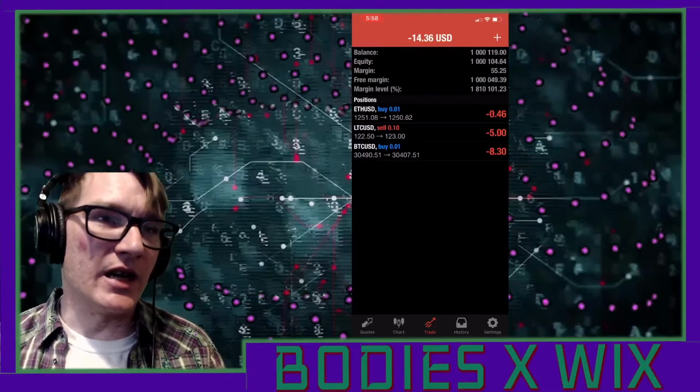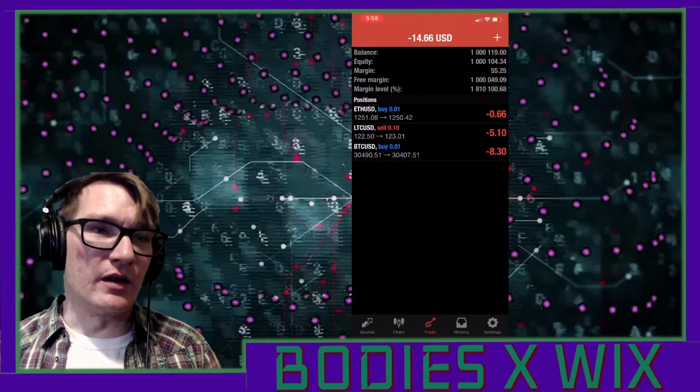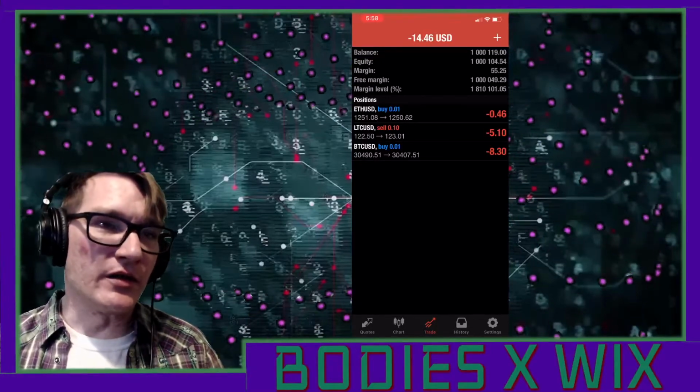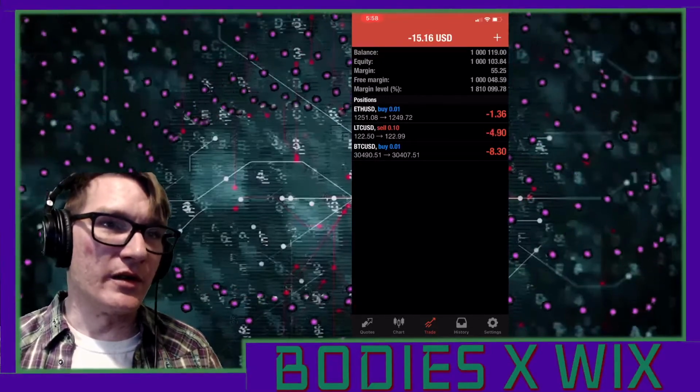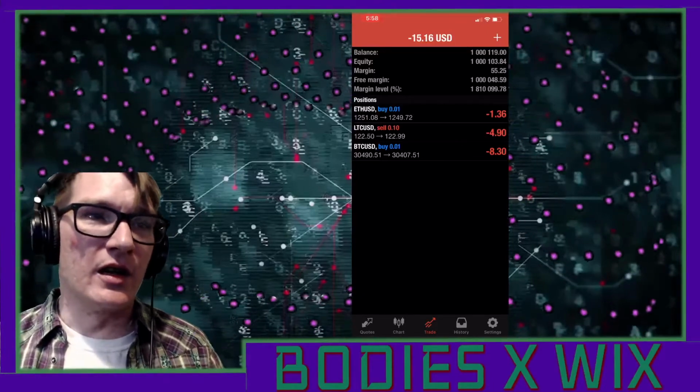Anyways, that's how you trade on MetaTrader 4. I know a lot of people haven't used this before, so I wanted to do a quick tutorial on how to use MetaTrader 4.